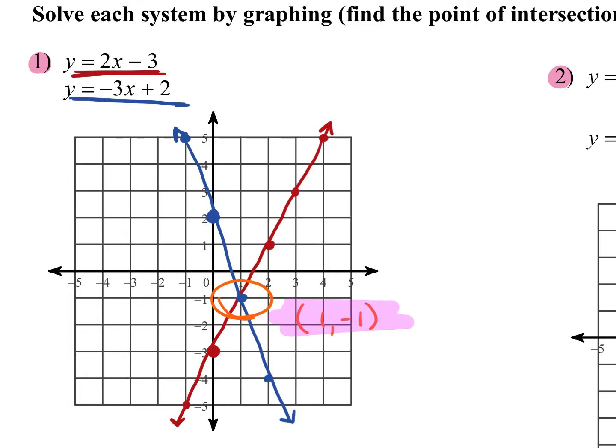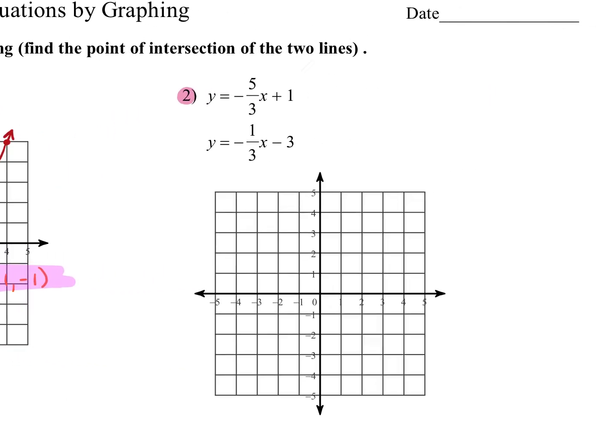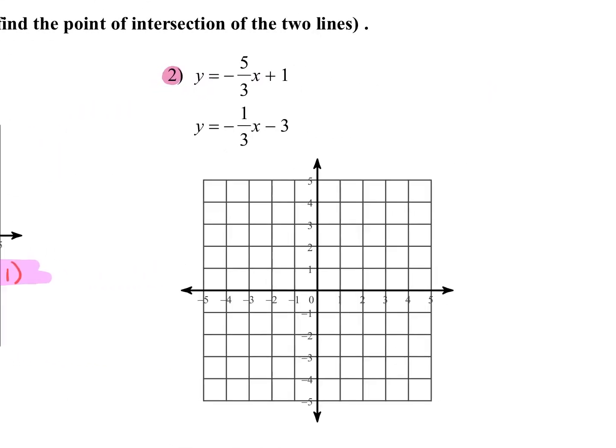For number 2, we have y is equal to negative 5/3 x plus 1 and y is equal to negative 1/3 x minus 3. So plotting the first function here, we have a y-intercept of 0, 1, and our slope is negative 5/3. So we're going to go down 5 to the right 3, plot that next point. For this, our line is going to look similar to this.